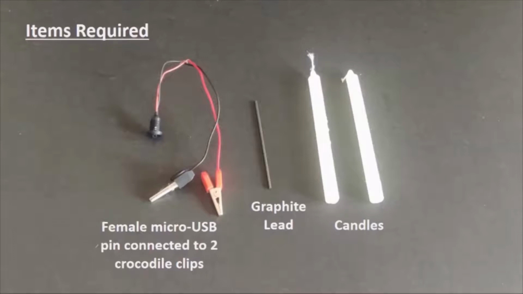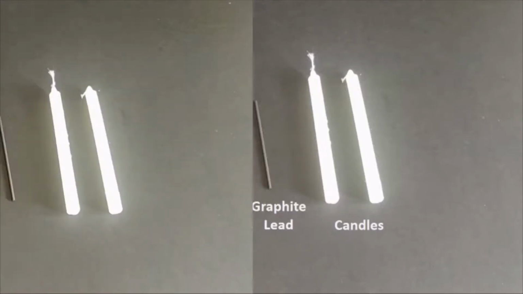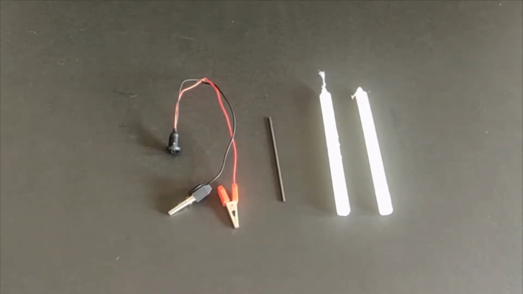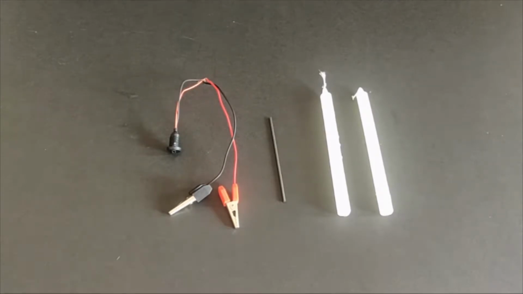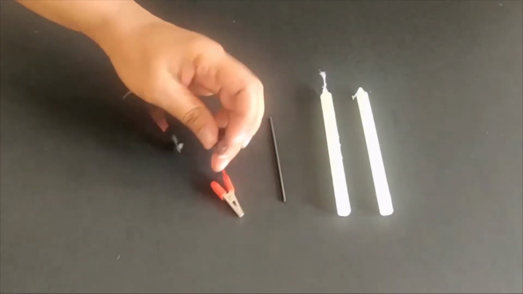Children, this is an experiment to demonstrate heating effect of electric current. Here we make use of the items female micro USB pin and 2 crocodile clips which are connected with each other, and a graphite lead and also 2 candles. Through this experiment we will verify that when electric current is passed through the graphite lead, whether it will have any change on its temperature.